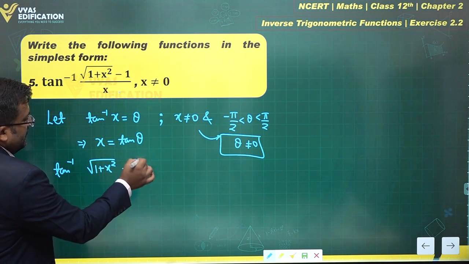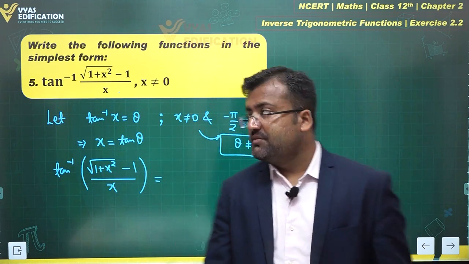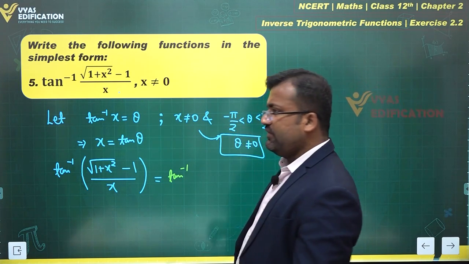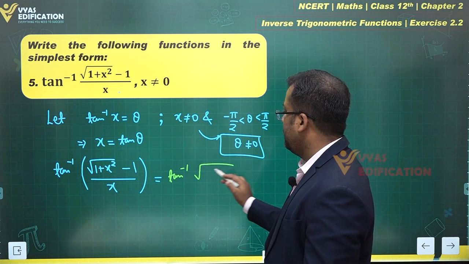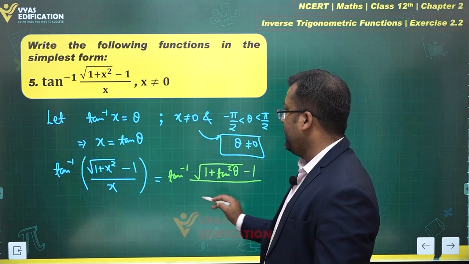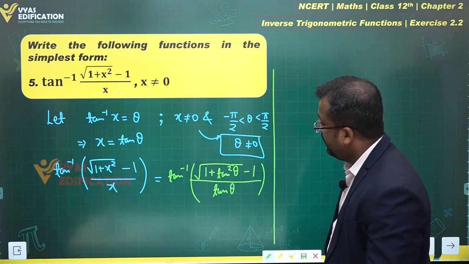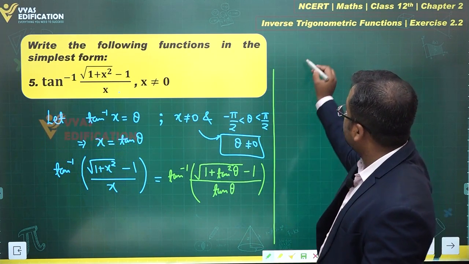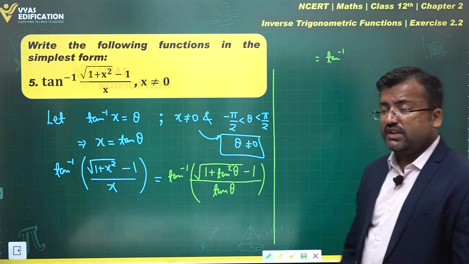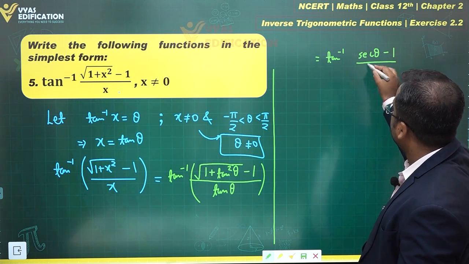x square minus 1 whole divided by x becomes equal to what? This expression becomes equal to what? Now comes the answer solution. Tan inverse of under root of 1 plus x square will become under root of 1 plus tan square theta minus 1 whole divided by tan theta. What else? 1 plus tan square theta will further simplify to sec square theta, under root will be sec theta, minus 1 over tan theta.